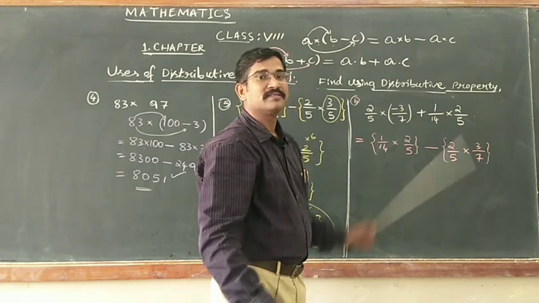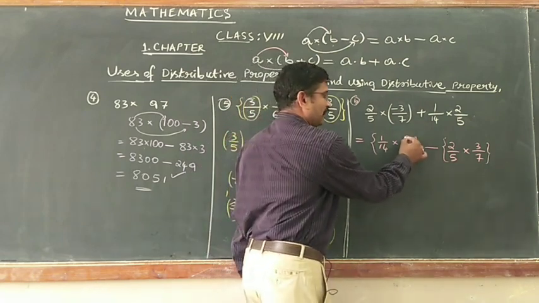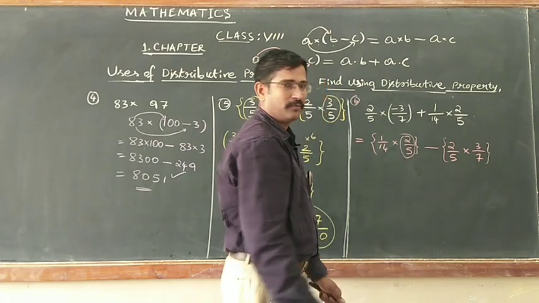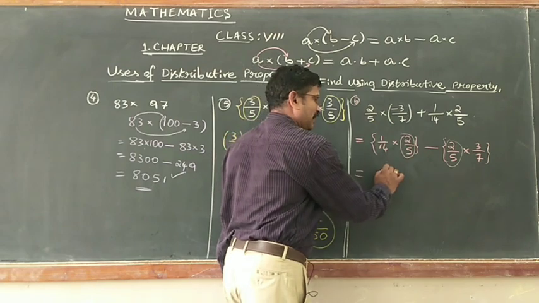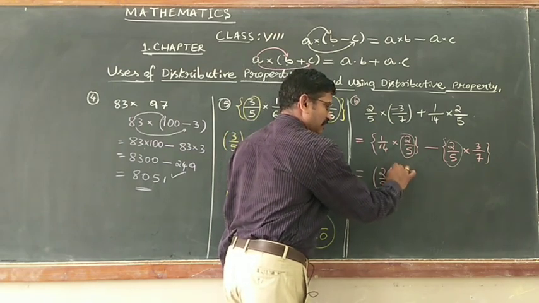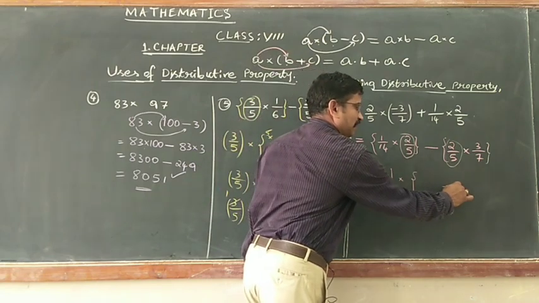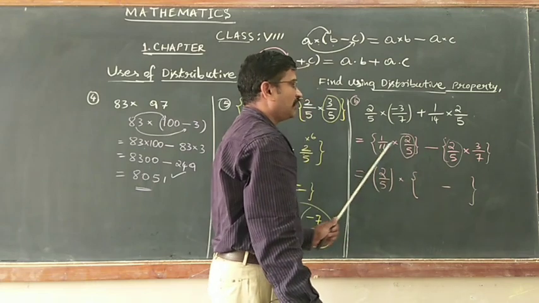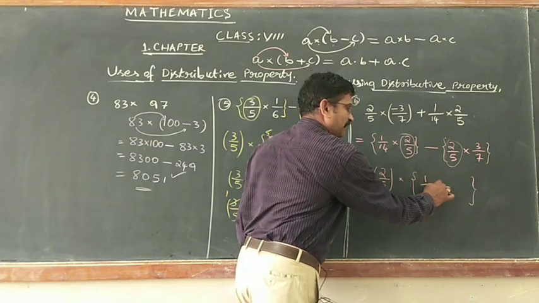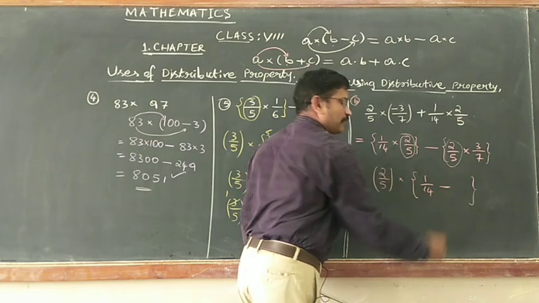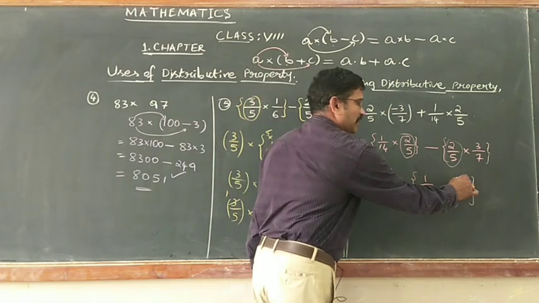Here you have to identify who is that A, who is that common rational number. You can observe here that 2 by 5 is the fellow who is common. If I take that 2 by 5 out, now I have only the difference between leftover rational numbers. Who are the leftover rational numbers? From this 1 by 14 is leftover. So, 1 by 14 minus, and here leftover is 3 by 7.